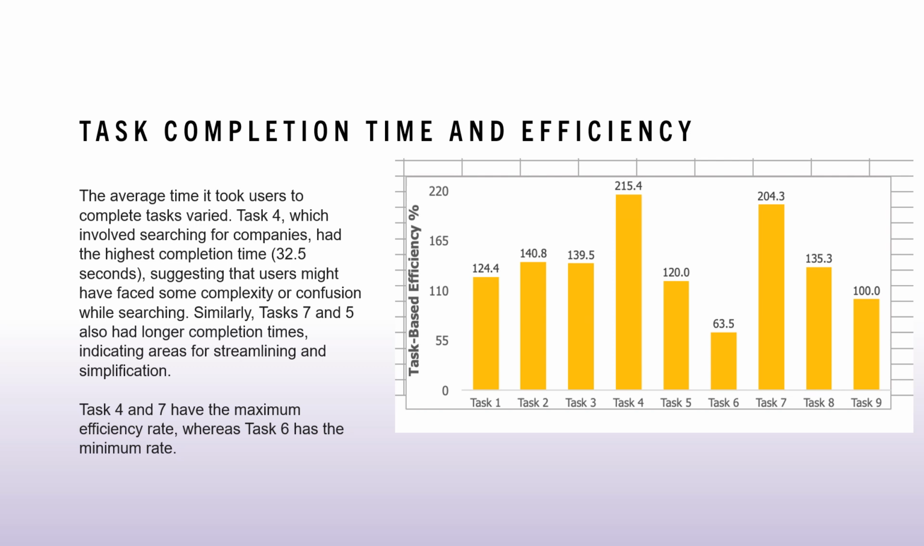If we talk about the task completion time and efficiency, the average time the users took to complete the tasks varied from task to task. Task 4 involved searching for the companies and had the highest completion time, that is 32.5 seconds. It may be because the users may face some complexity and confusion while searching. Similarly, tasks 7 and 5 also had completion times higher than normal, indicating areas for streamlining and simplification.